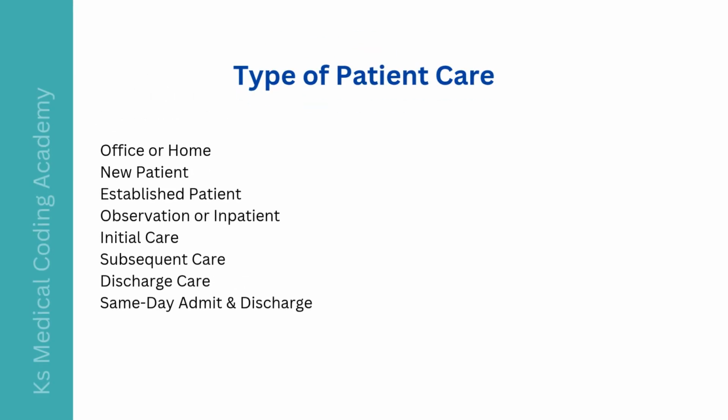The third element is the type of patient care. In office practice, patients are classified as either new patients or established patients. A new patient has not received professional services from the physician or another physician of the same specialty within the same group practice during the previous 3 years. An established patient has already received professional services during that period.